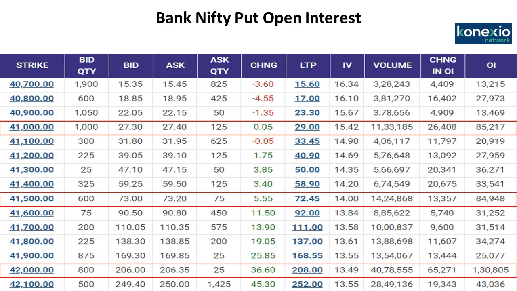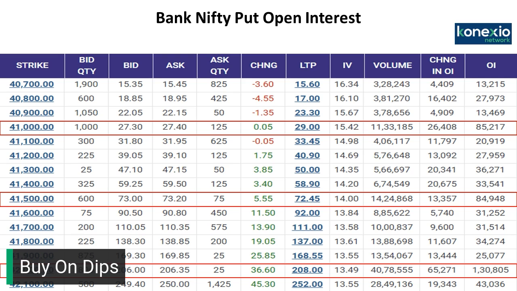So looking at this particular data, we feel that on the immediate basis, 41,500 could act as a major support of this whole range of 42,000 to 41,000, because the second highest volume concentration is around 41,500. But until and unless Bank Nifty doesn't break 41,900, we won't see 41,500 coming in the next week. So one should look out for this particular range, and any dips should be used as a buying opportunity from this data point of view.